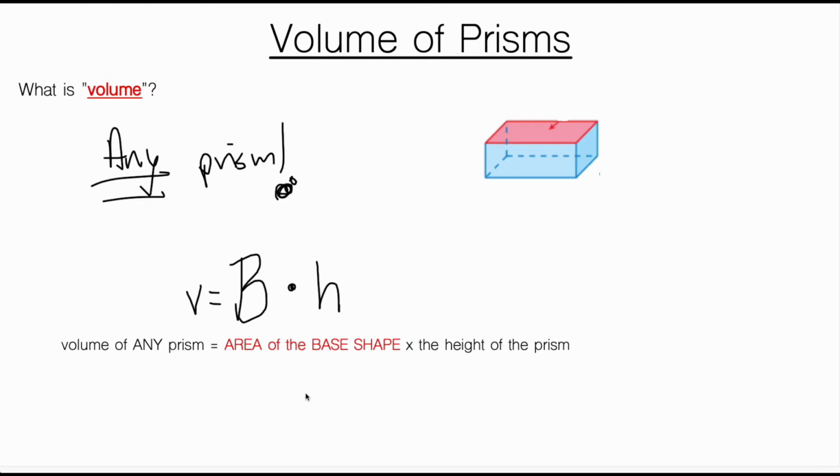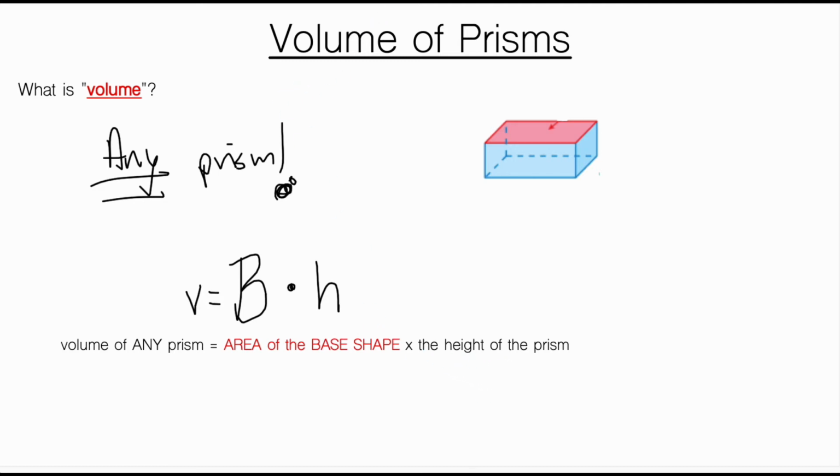So for any prism, rectangular, triangular, any prism, you can find its volume by first finding the area of whatever shape the base is, and then multiplying that number by whatever the height of the actual prism is. And the height is going to be the measure that goes from one base to the other base.